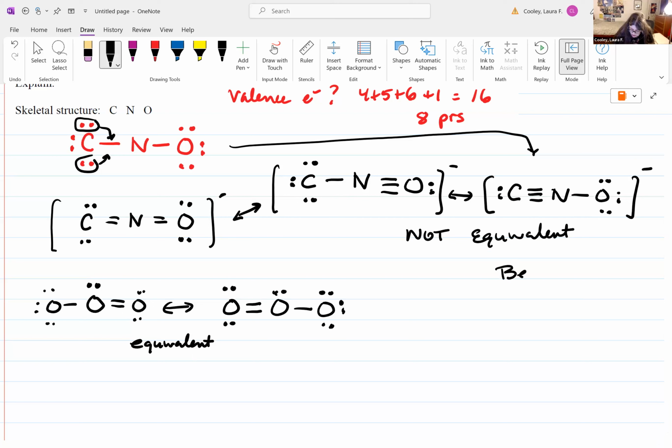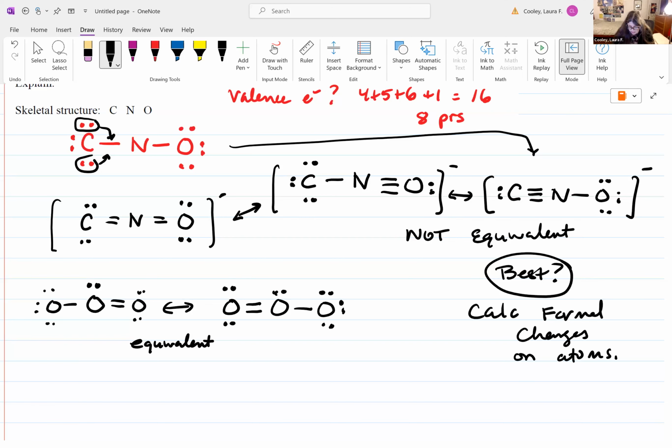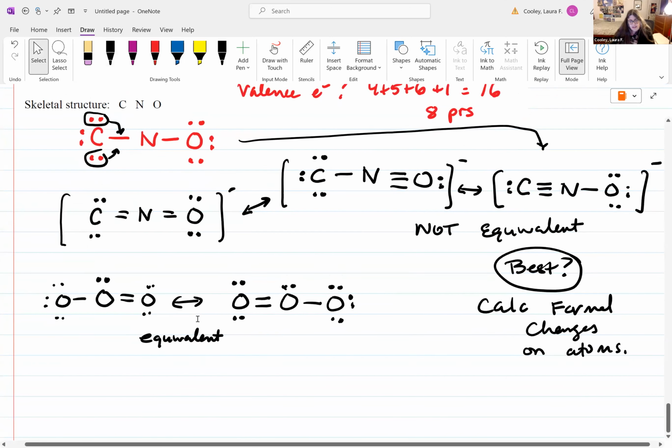So how do you tell which is best? The way that we do this is we calculate the formal charges on all the atoms. Okay, and we know that the best thing is to have as few formal charges as possible. And if we have to have a negative formal charge, which you see, because we have a negative charge on the ion, that's going to mean that all the formal charges have to add up to -1. Okay, so we're going to have a negative charge on something. All right, I'm going to erase this because it's not really relevant anymore.